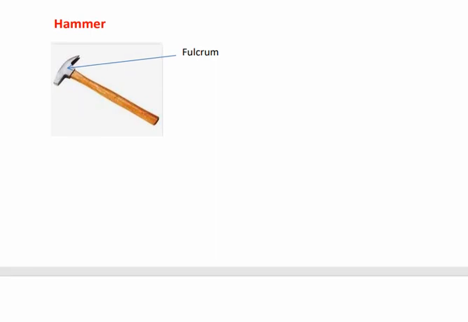Another example, the hammer. Here is the effort force, the part which you hammer with is called the resistance force, and between them is the fulcrum.